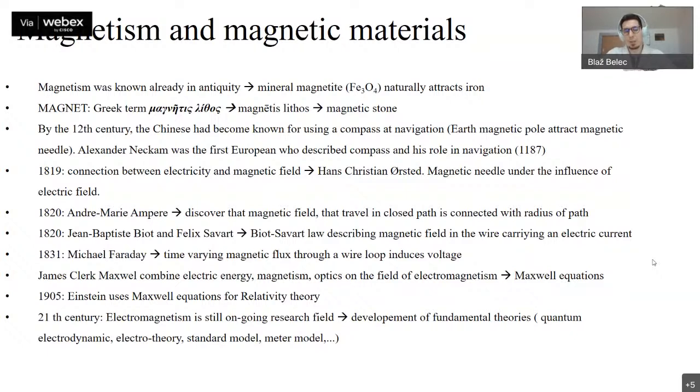Since the 20th century, we developed the fundamental theories, so quantum electrodynamic theory, the standard model, and so on, on the basis of all the discoveries from the past.